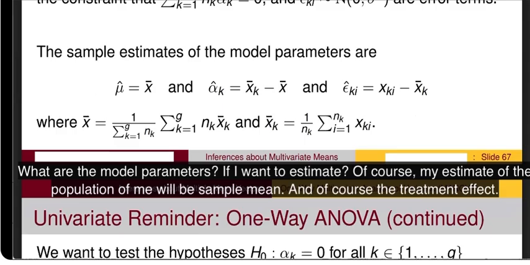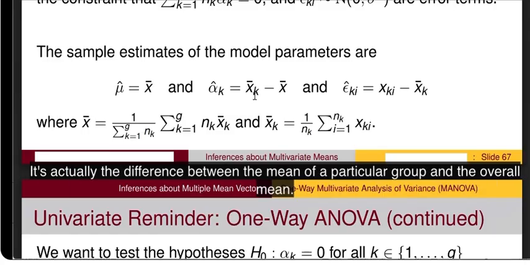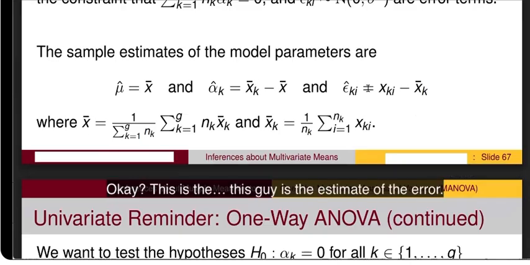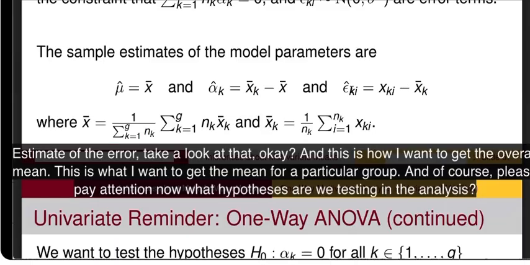Now, what are the model parameters if I want to estimate? Of course, my estimate of the population mean will be the sample mean. And of course, the treatment effect is actually the difference between the mean of a particular group and the overall mean. This guy is the estimate of the error. Take a look at that. This is how I get the overall mean, and this is how I get the mean for a particular group.